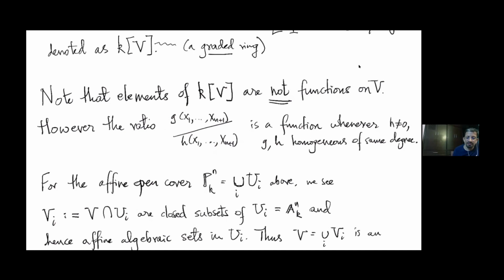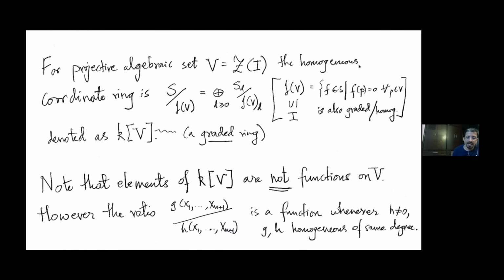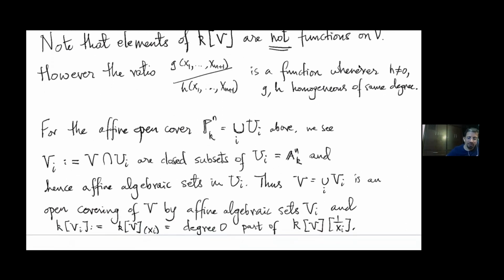These are the only kind of things which make sense as functions. Elements of K[V], unfortunately, do not make sense as functions. Even the polynomial ring S does not consist of functions on projective space. So what are algebraically defined functions on projective space? I'll come to that shortly, within a few minutes.